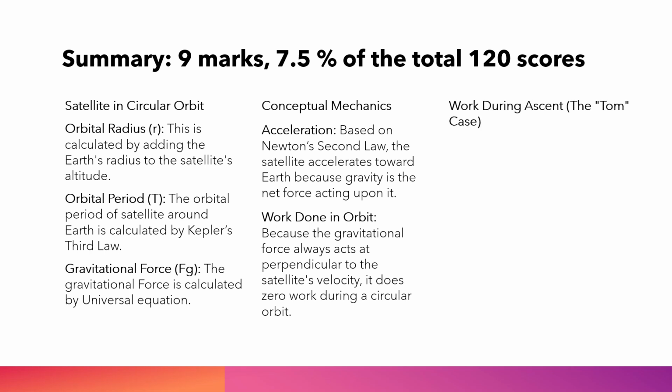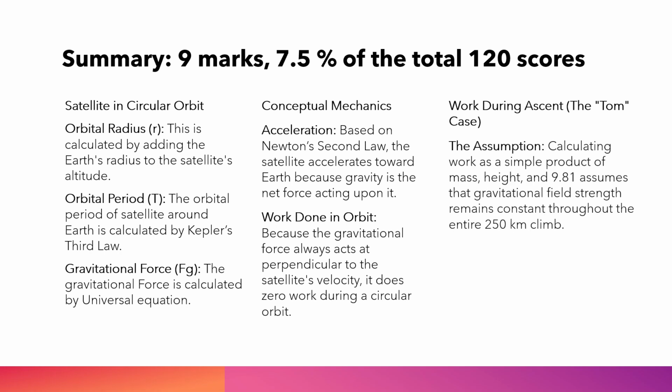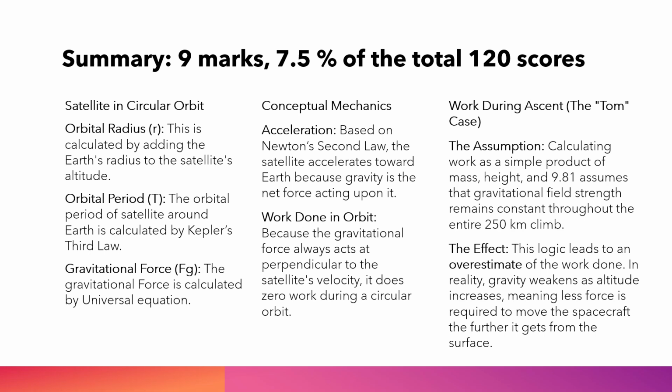Work during ascent. The Tom case. The assumption. Calculating work as a simple product of mass, height, and 9.81 assumes that the gravitational field strength remains constant throughout the entire 250 kilometre climb. The effect. This logic leads to an overestimate of the work done. In reality, gravity weakens as altitude increases, meaning less force is required to move the spacecraft the further it gets from the surface.